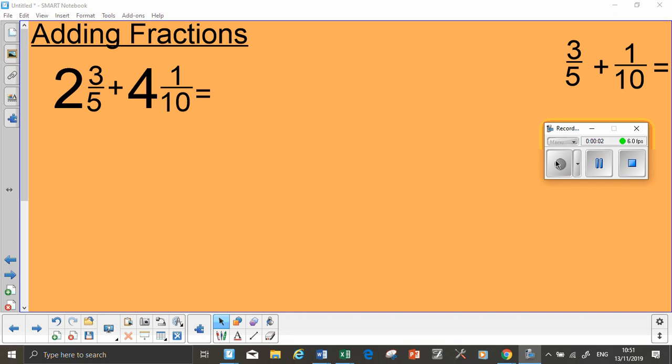Okay, this is method 1 on how to add fractions. So I have 2 wholes and 3/5, add 4 wholes and 1/10. So the first step is to add your wholes, so separate them from fractions.